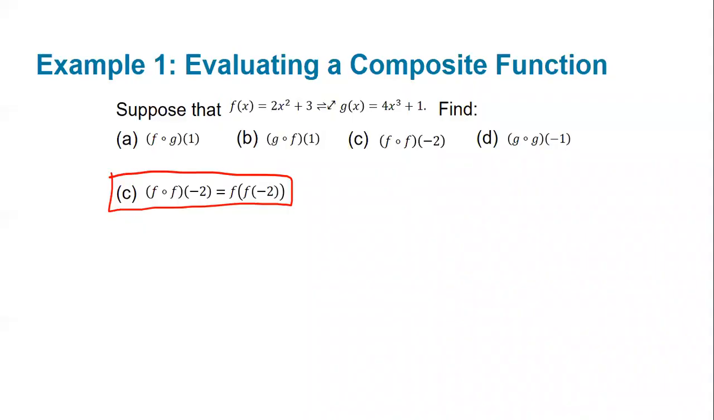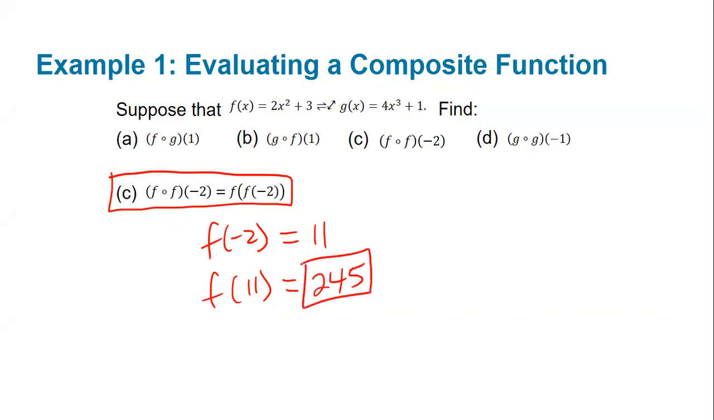So C, really quick. On C, the inside was f of -2. What did we get when we evaluated -2? 11. And then after we got the 11, what do we need to do? Plug it back into f again. And then what did we get for f of 11? 245 is our final answer.